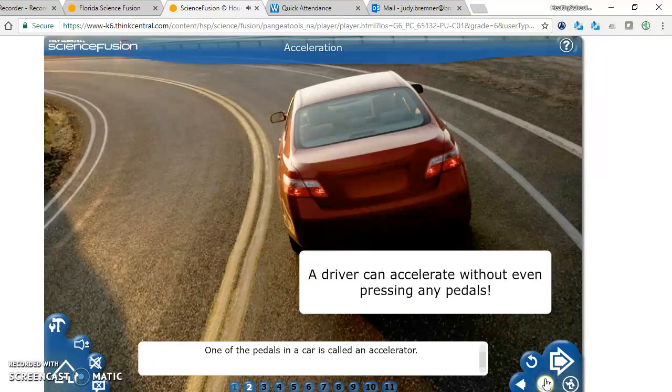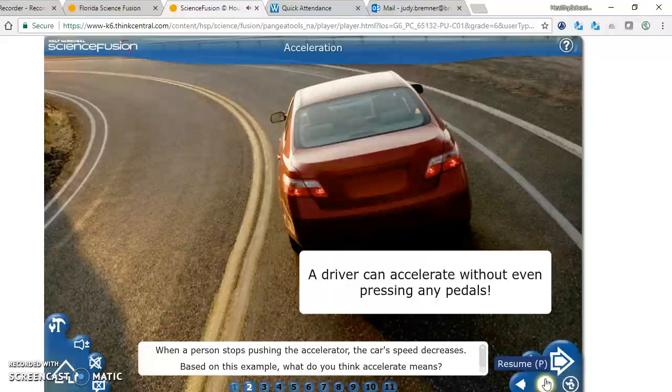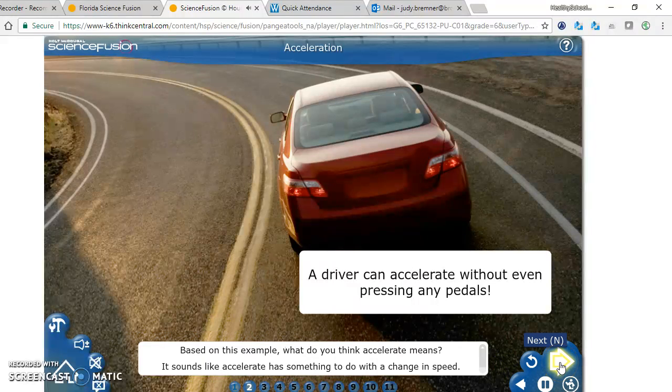One of the pedals in a car is called an accelerator. What does the accelerator do? When a person pushes down on the accelerator, the car's speed increases. When a person stops pushing the accelerator, the car's speed decreases. Based on this example, what do you think accelerate means? It sounds like accelerate has something to do with a change in speed.